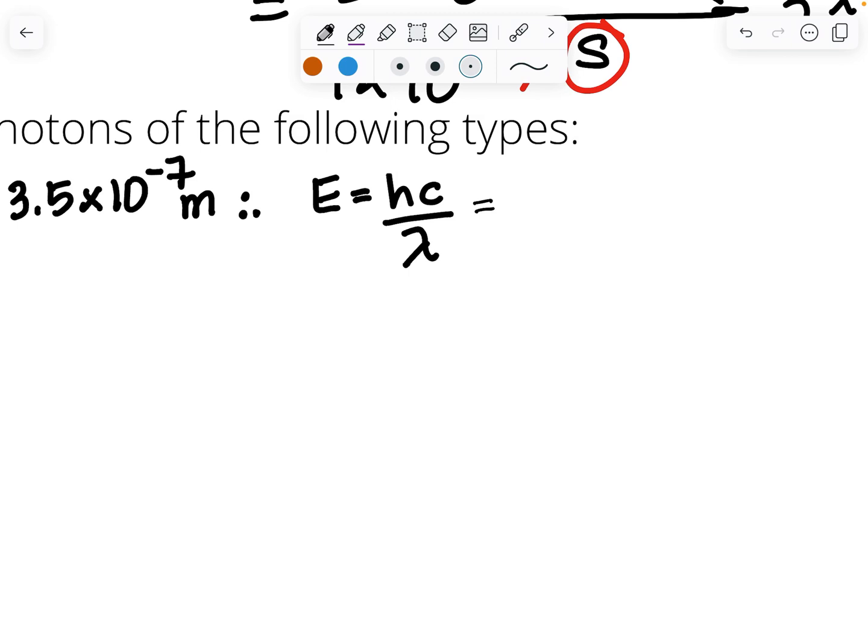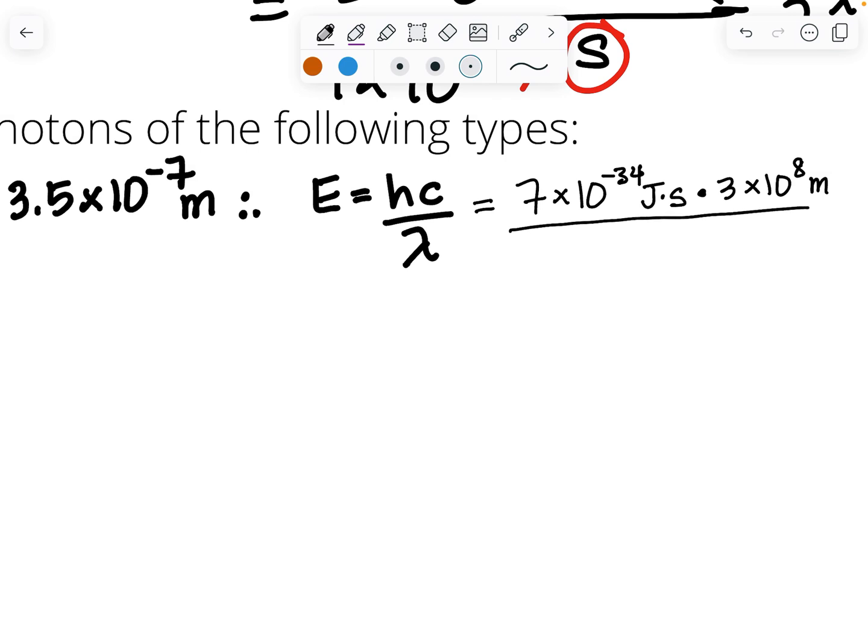We're rounding it up to 7 so it's easier to calculate, because we're not using calculators. Why is it doing that? Okay, so 7 times 10 to the negative 34, and that is joules times seconds, times the speed of light, which is 3 times 10 to the 8th meters per second.